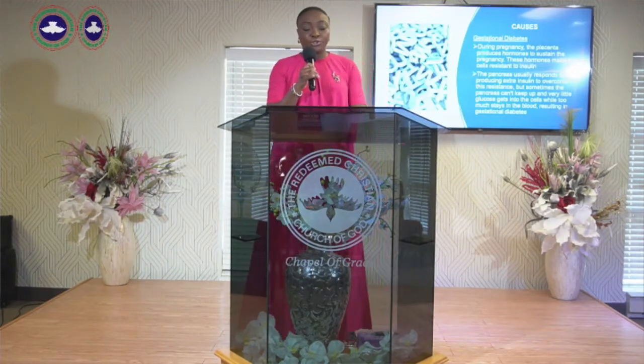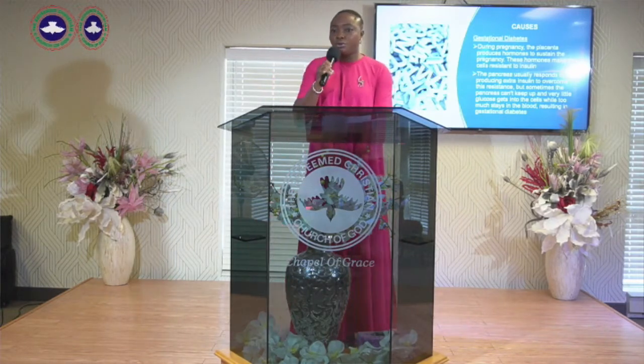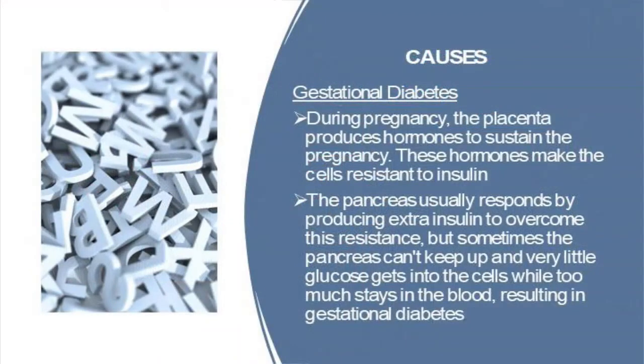Gestational diabetes, now some people have experienced this, is when a woman is pregnant and the placenta would usually secrete hormones to support the pregnancy. For example, the progesterone, estrogen, cortisol, human placental lactogen, and so on. So we produce these hormones to help support the pregnancy. But these hormones also cause insulin resistance in cells.